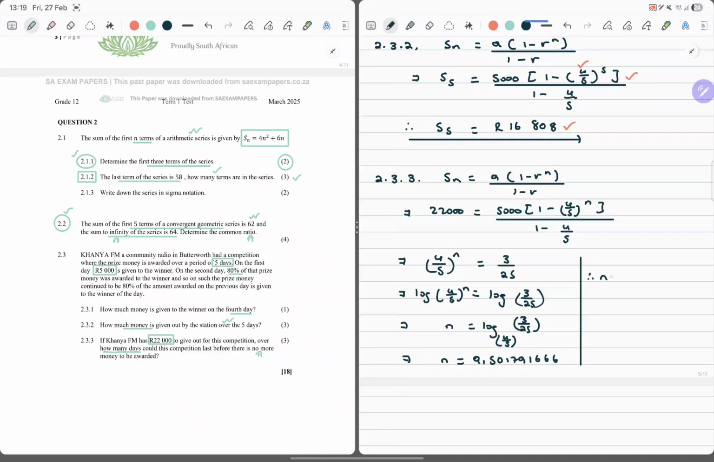Now we can complete our story on this side. So therefore n must be, remember guys, this 9 tells us that we're going to be giving 80% of the amount of money as expected, but the last prize money is going to be less than 80% of the previous. But still that would be money, so that would be 10 days. So this competition will last for 10 full days. Then on the 10th day we run out of money, so the competition will essentially end there.